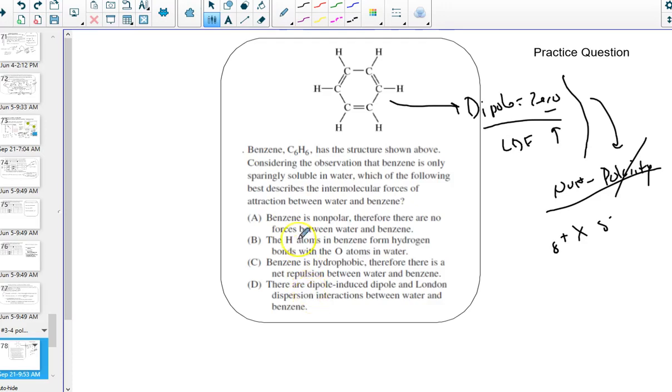Let's see what we got here. So benzene's nonpolar. Therefore, there are no forces attracting. That looks pretty darn good. Let's see the rest of them. Hydrogen atoms in benzene form hydrogen bonding? No. Benzene hydrophobic in water, there's no net repulsion? I don't see how that answers our question. Dipole induced? Yeah.